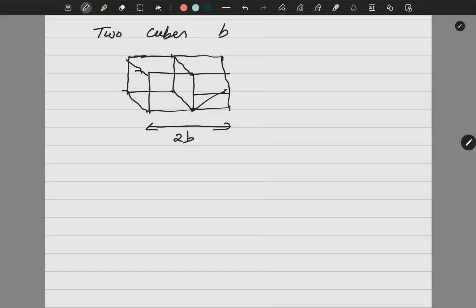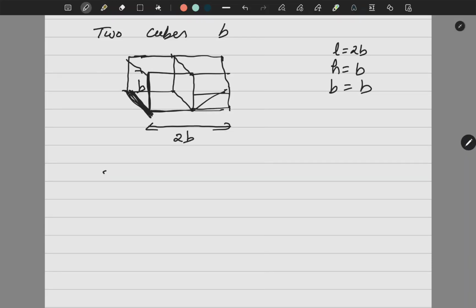What is the height? See, I am not placing anything at the top, so the height is B only. So my dimensions: length is equal to 2B, height is equal to B, and the breadth, this side, is also B because I have only one cube placed over there. Now what is my formula for it? It is obviously a cuboid because all the sides are not equal, so it forms a cuboid, not a cube. Now I will find out the surface area.